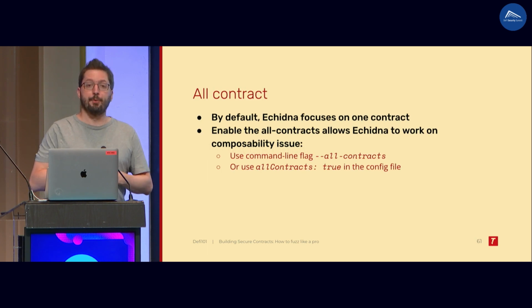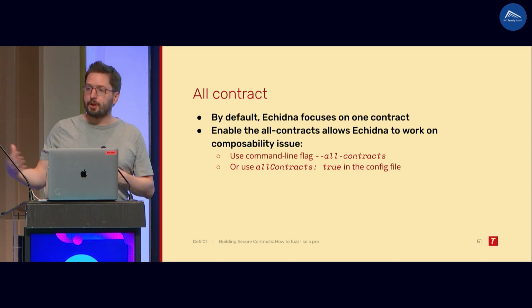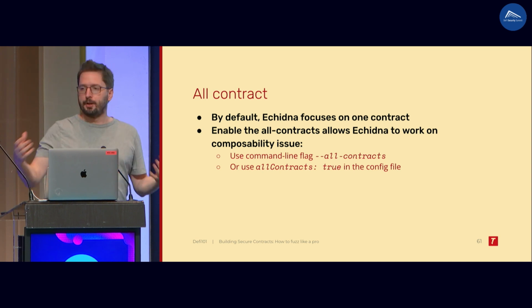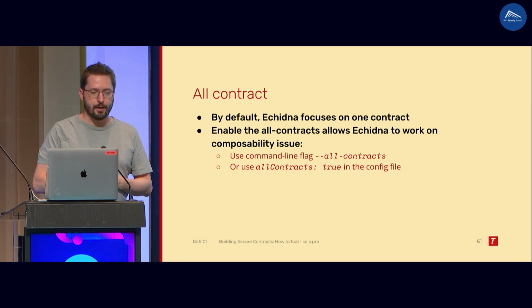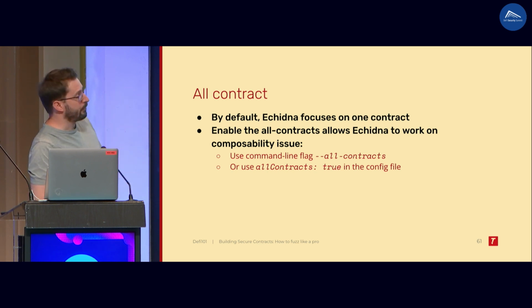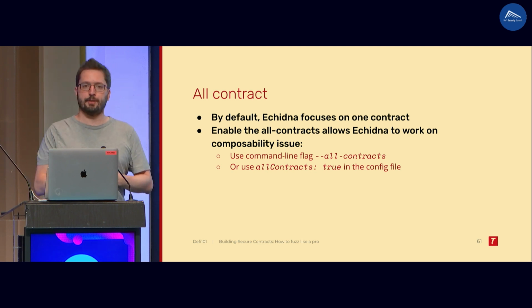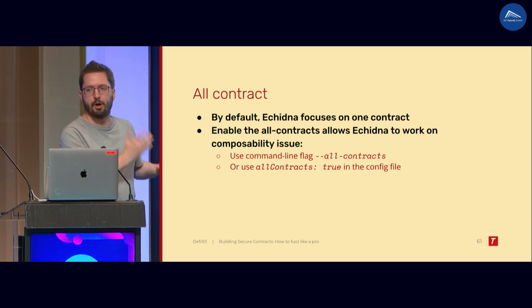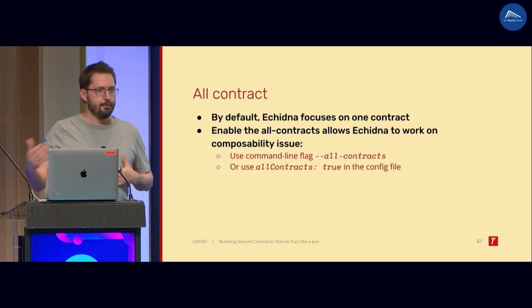Quickly, there is a notion of multiple contracts and composability. All the examples were mostly on one contract, but maybe your system is using 5 or 6 different contracts. For that, you can use a specific flag, which is all-contracts. If you do that, instead of focusing on fuzzing one contract, Echidna is actually going to call all the functions of all the different contracts. If you are looking for composability bugs, that's really useful.